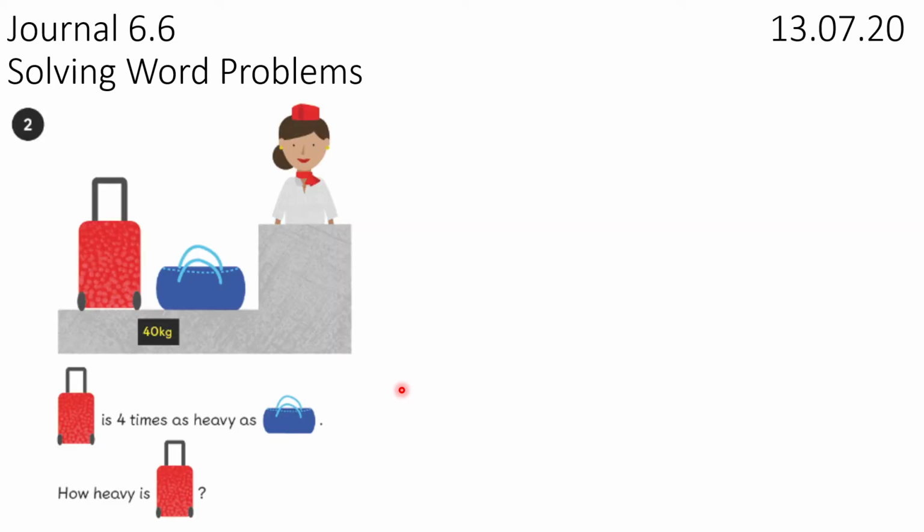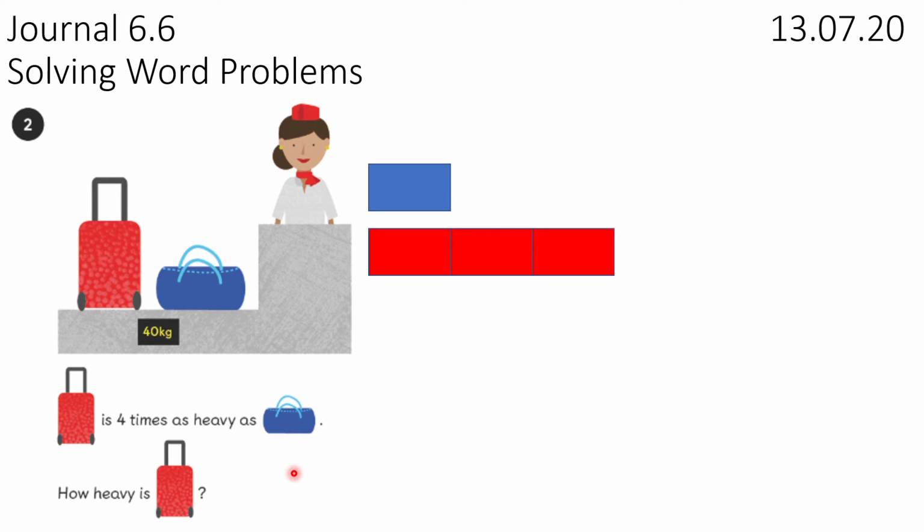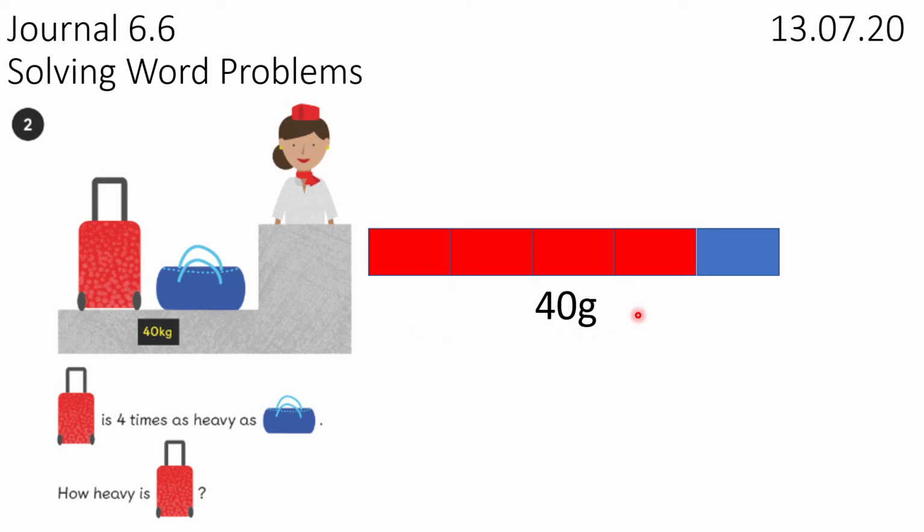Now question number 2. The red bag is 4 times as heavy as the blue bag. How heavy is the red bag? Now this is quite a tricky question, so I'm going to use bar models to help to explain it. Now we know that we have the blue bag and the red bag is 1, 2, 3, 4 times as heavy. Now if we look at the scales, the red bag and the blue bag together make 40 kilograms, sorry. So if we move our blue bag over here, we can say that this in total makes 40 kilograms.